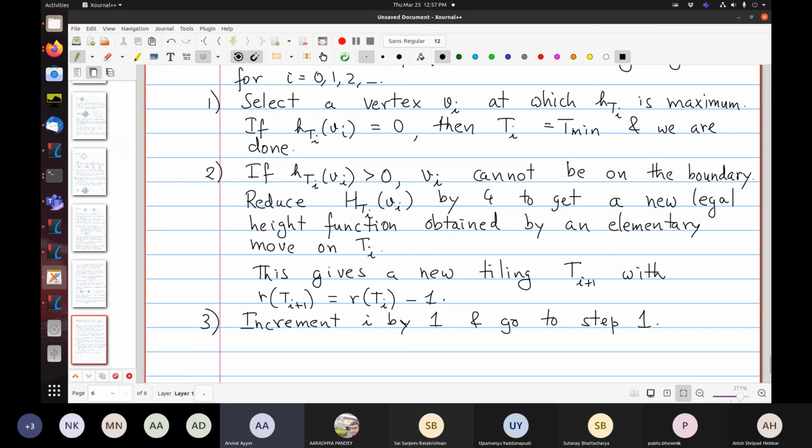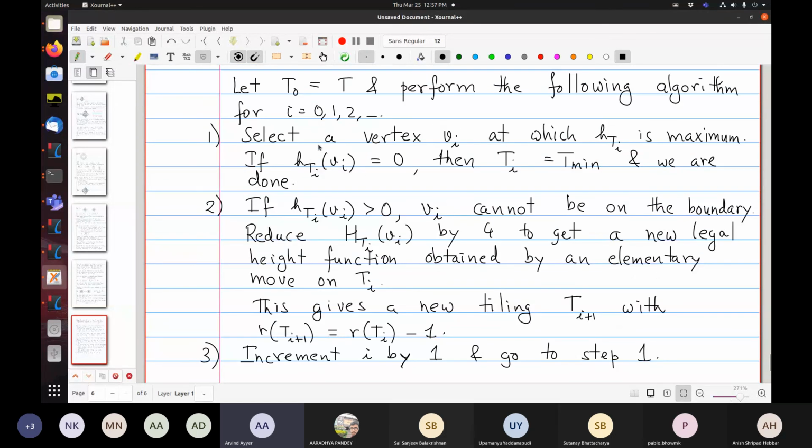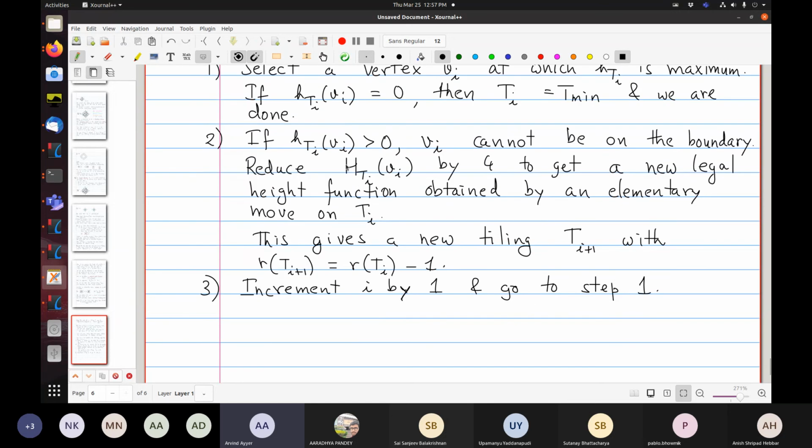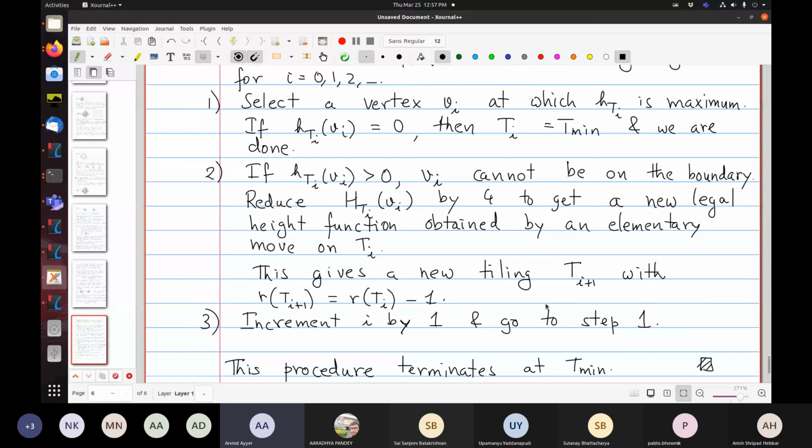Okay, so this is the algorithm. We start with the tiling, find the largest height, and keep decreasing it. The claim is that this procedure terminates, since we have only a finite number of vertices; this procedure terminates at T min. Are there any questions about the proof?